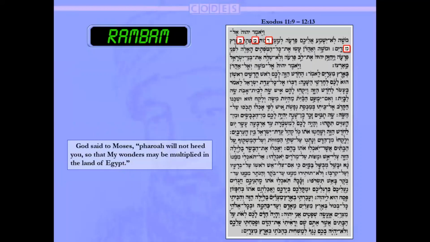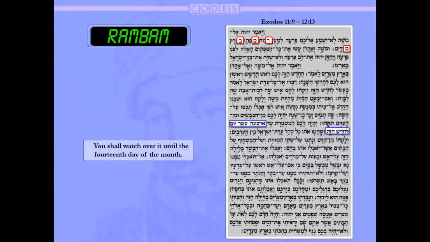Right in the paragraph, the only place where we find the name Rambam is his birthday. Arba'a Asar Yom LaChodesh Hazeh, the 14th day of the month of Nisan, his birthday. He wrote the book called the Mishneh Torah.